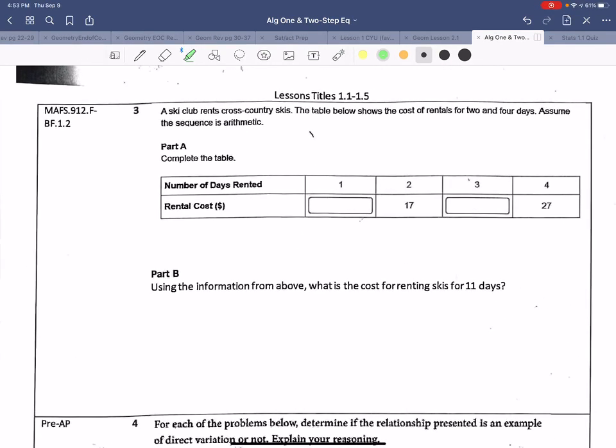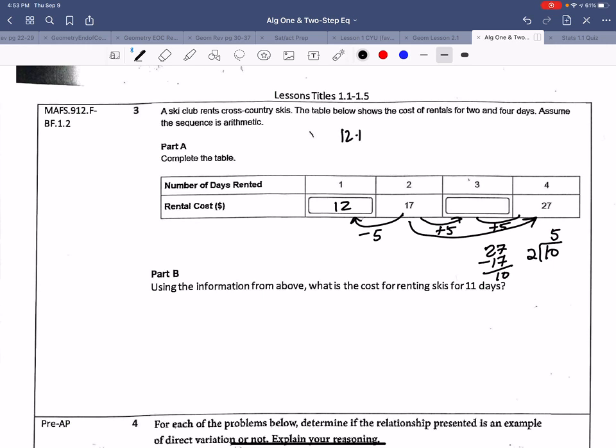Okay, the next one says, what goes here? The big jump, 27 take away 17, is 10. So how can I make 10 in 2 jumps? If I divide by 2, I get 5. So this has to go plus 5, plus 5. So figure this one out, that'd be -5. So I think that works out. 12 plus 5 is 17, plus another 5 is 22, plus another 5 is 27. Okay, so that looks good.